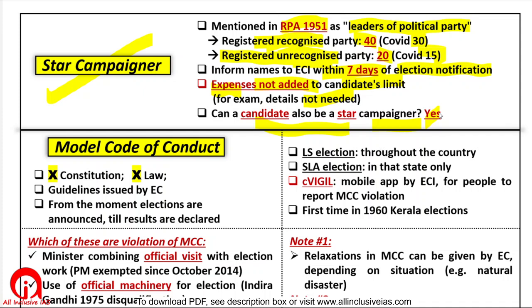Can a candidate be a star campaigner? Yes, of course. Like in the 2014 and 2019 elections, Modi ji himself was fighting elections from Varanasi, but he was also a star campaigner going all over India to campaign for BJP, right? So a candidate can also be a star campaigner.